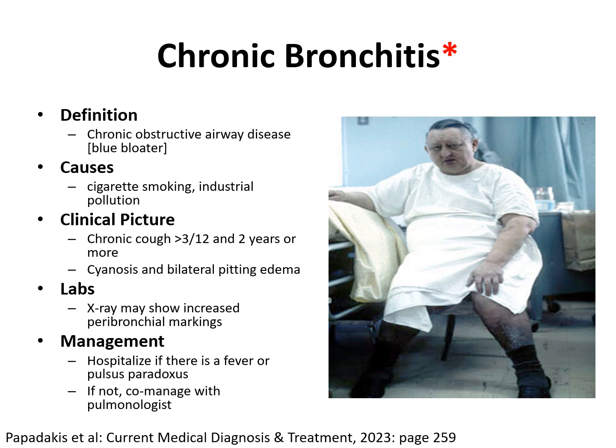Causes include cigarette smoking, industrial pollution. For you to make the diagnosis of chronic bronchitis, you have to have chronic cough, and chronic cough is defined as, in this particular situation, greater than 3 months and 2 or more consecutive years. In addition to the cough, there will be cyanosis. The cyanosis is central. Remember, in central cyanosis, the lips, the tongue, the fingers, and the toes are blue.